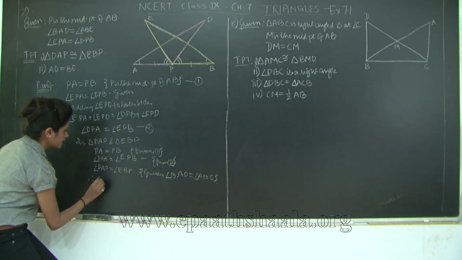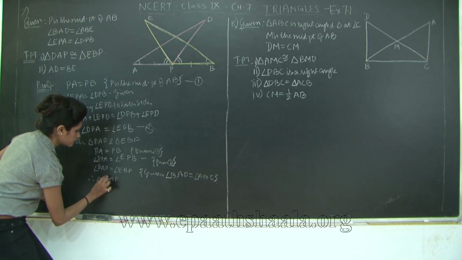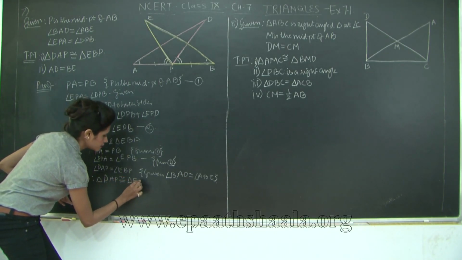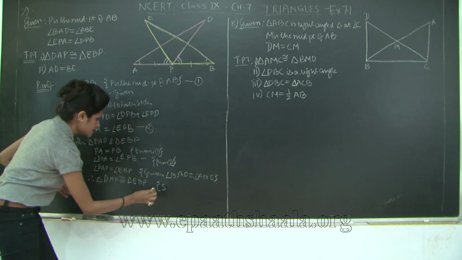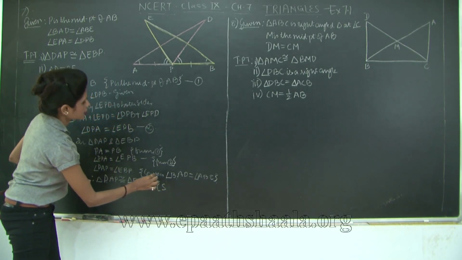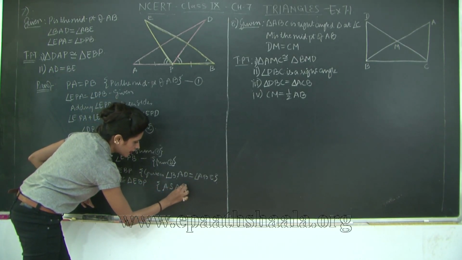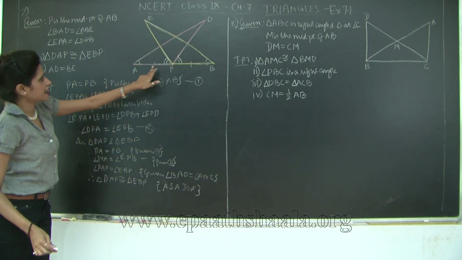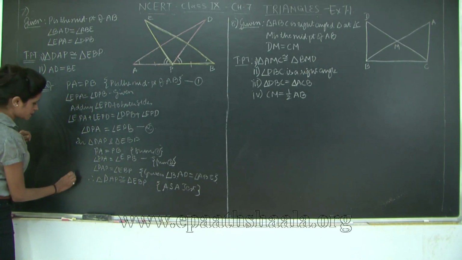Therefore, triangle DAP is congruent to triangle EBP by which test? By the SAS test. Sorry, ASA test, because you have angle, a side in between them and an angle, correct? Angle, side and angle. Also, so this was the first part.